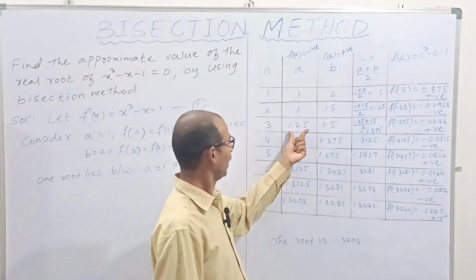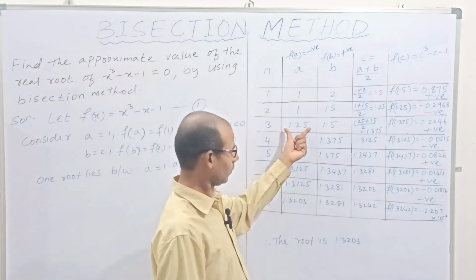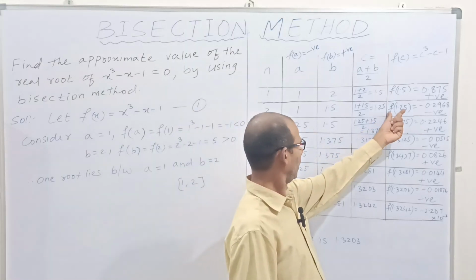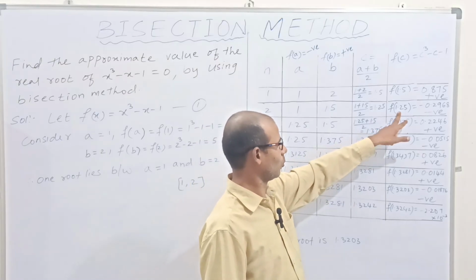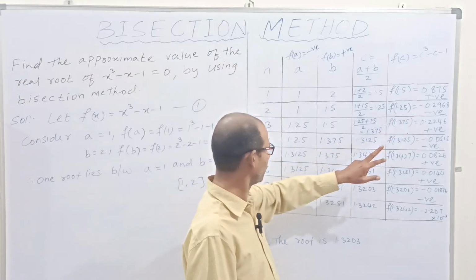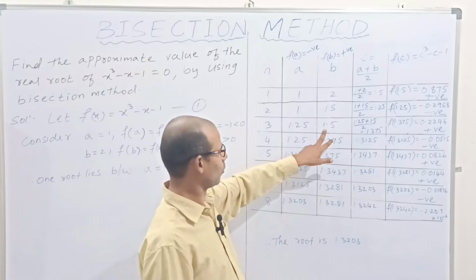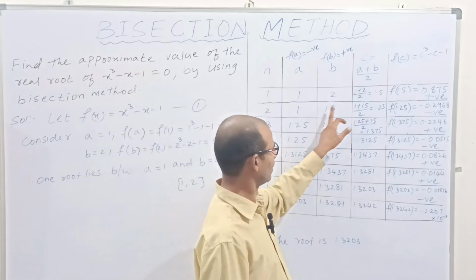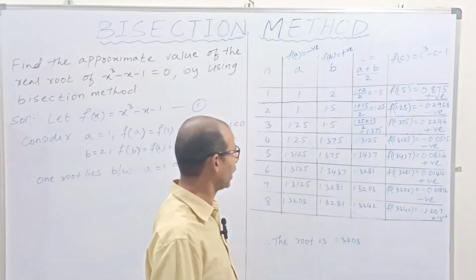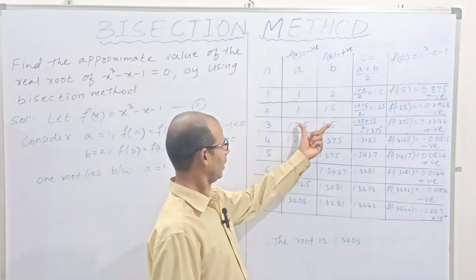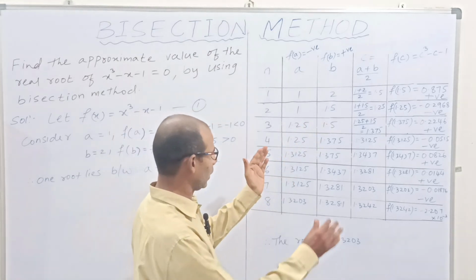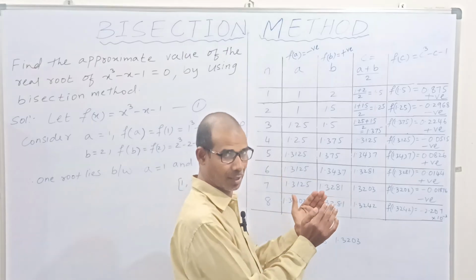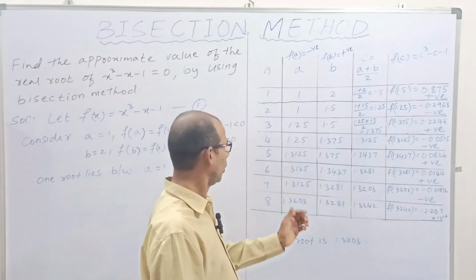So therefore, at this point, that is at 1.25, the function value is negative, and at 1.5, the function value is positive. So we have to consider these two. Right. So now we are coming even closer to finding the root.